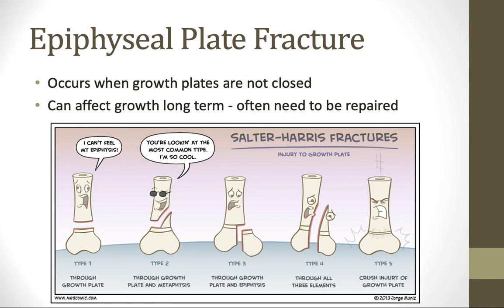Lastly, we have epiphyseal plate fractures or growth plate fractures. These can only occur when you still have open epiphyseal plates, and they can affect long-term growth. So we usually need to repair these. You can see these are 5 different types according to the Salter-Harris classification of epiphyseal plate fractures. And you can see in some cases the diaphysis is on one side and the epiphysis is on the other. Sometimes there's parts of one and not parts of the other. It goes all the way through all of them, or the last one is a crush fracture where you actually crush the epiphyseal plate.